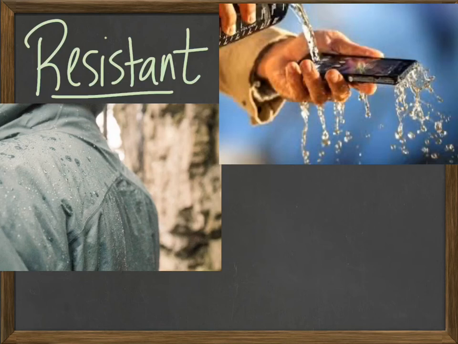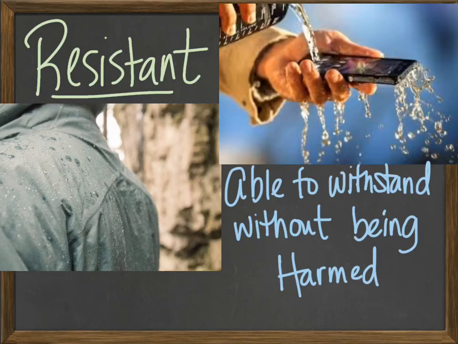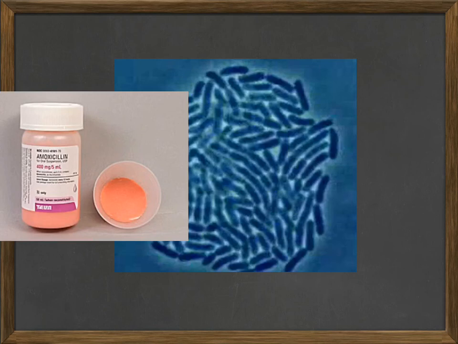Well, to be resistant means to be able to withstand something without being harmed. A water-resistant phone can stand getting water on it, and it doesn't harm the phone. Of course, we're interested in the concept of resistant in terms of bacteria. So what if we have a population of bacteria and we treat them with an antibiotic? Here's our amoxicillin. And what if, as we do that, some of them start to die? Well, that's good. That's what we want.